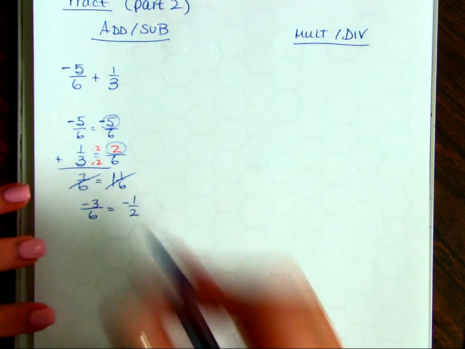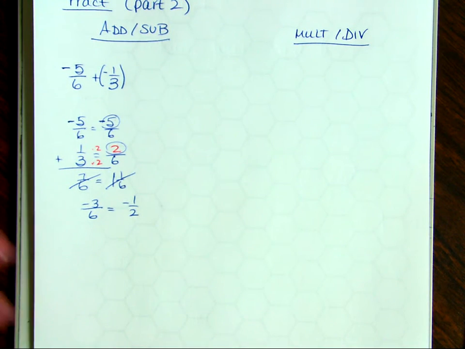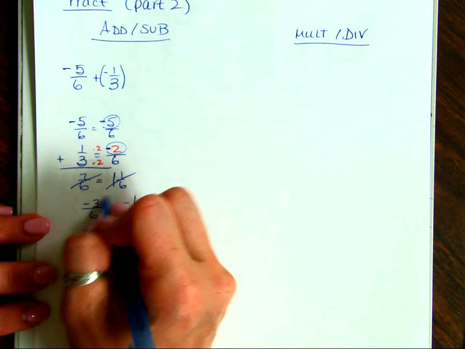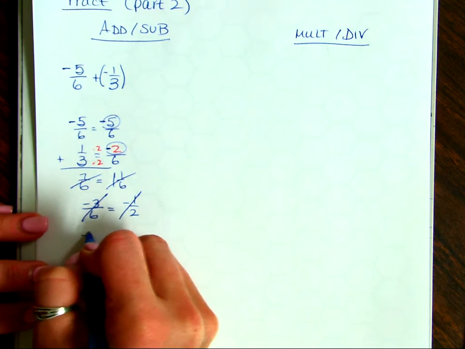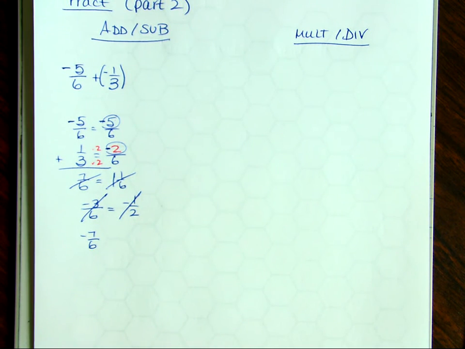So what if that was a negative 1/3 plus a negative 5/6? Then that just means that's that, right? And now your answer would be negative 5 plus negative 2, negative 7/6. So that kind of gives you an idea of how to go with the adding and subtracting.